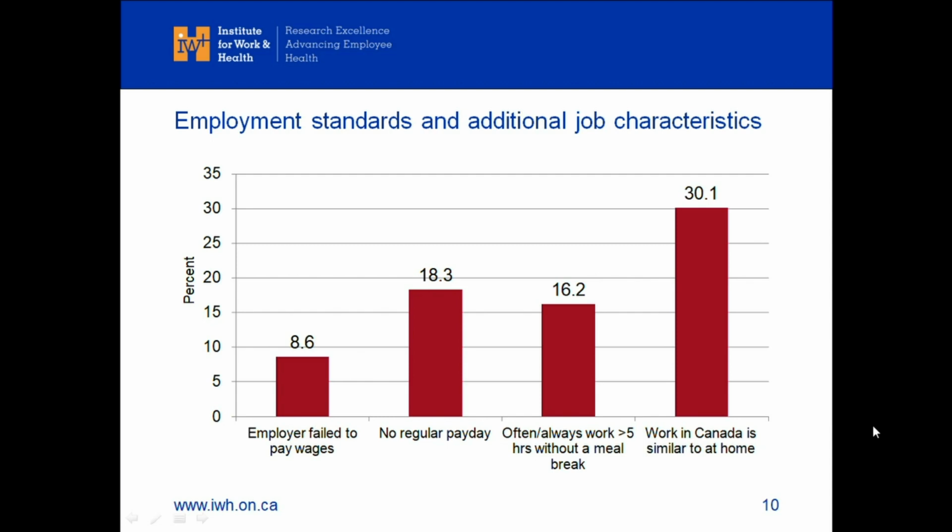We also asked the participants a series of questions about their workplace situation. So just under 9% noted that their employer had failed to pay their wages at some point in the previous 12 months. Nearly 1 in 5 reported that they didn't have a regular payday, and these are basic employment standards in Ontario. 16% mentioned that they often or always work more than 5 hours without a meal break. And only 30% described the work they do in Canada as similar to what they did in their home country.